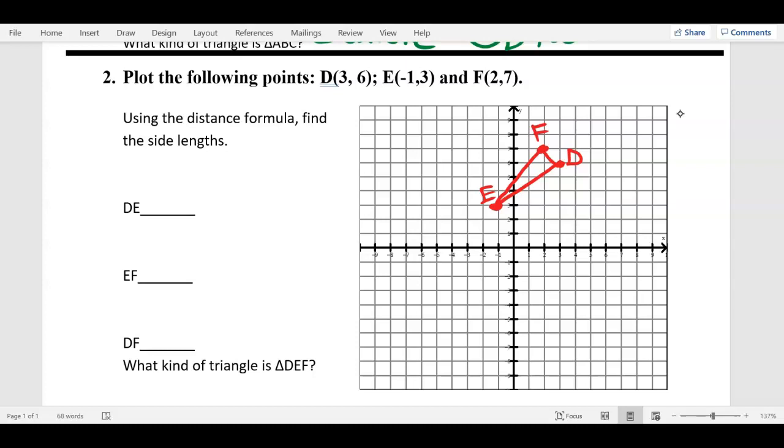Okay. So let's go ahead and write these formulas real quick. I'm going to write all my distance formulas first, and then I'll just plug them in the calculator second, and then I'll have my numbers, okay? So first things first. Long square root sign. For DE, I'm going to do x2 minus x1. Negative 1 minus 3 squared plus y2 minus y1. 3 minus 6 squared.